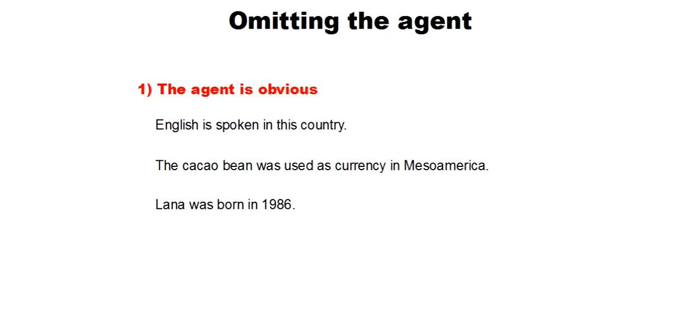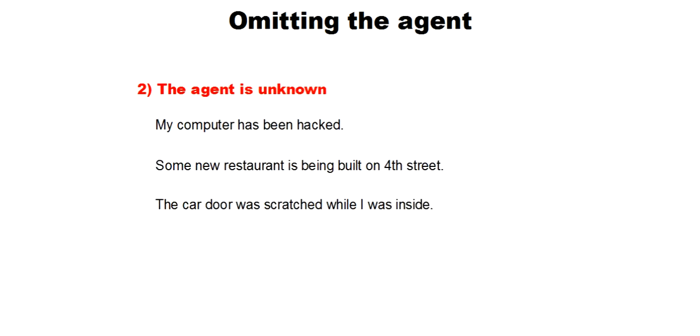The second reason why we might omit the agent is that it's unknown. Like the first example about my house being broken into, similar thing here. My computer has been hacked, obviously by a hacker, but I don't know who the hacker is. Could be someone I know, could be a mysterious person. It's unknown. Same thing with the restaurant. Probably a construction company is building it, or a large organization, maybe a private contractor. I don't know. It's just being built.